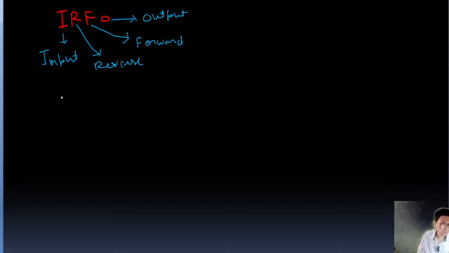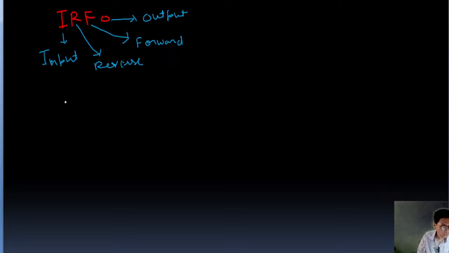So what I'm going to do is write it directly, so that you can understand. We need to know this one, IRFO. I as in input, R as in reverse, F as in forward, and O as in output.